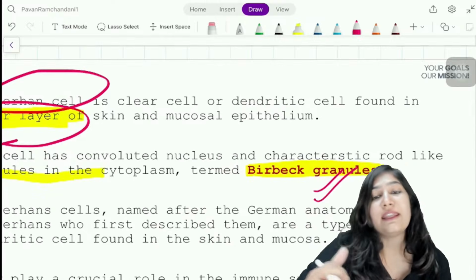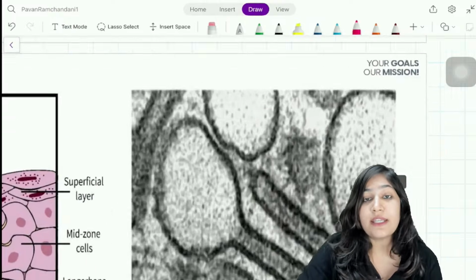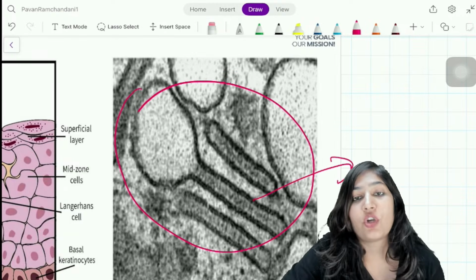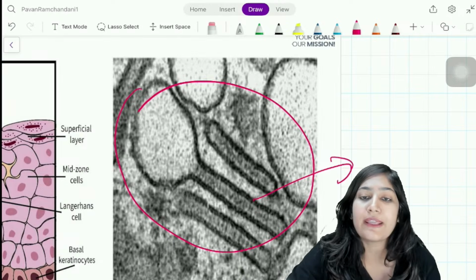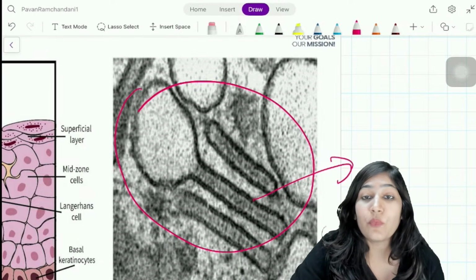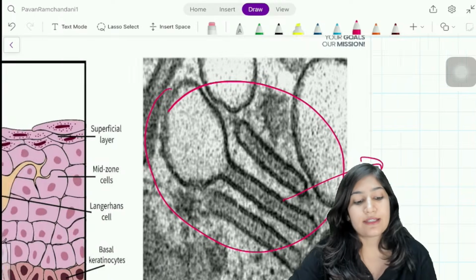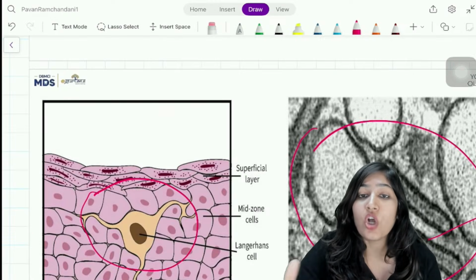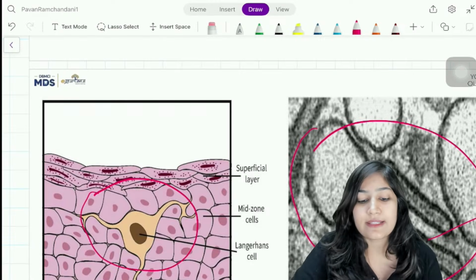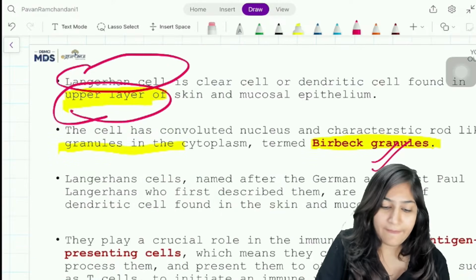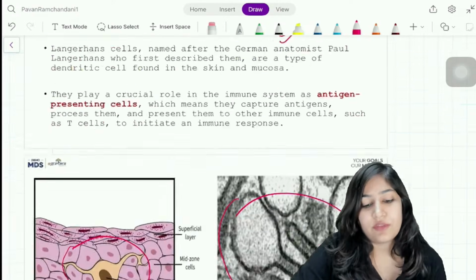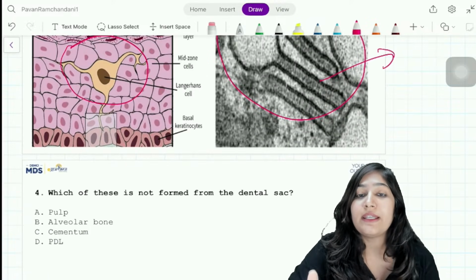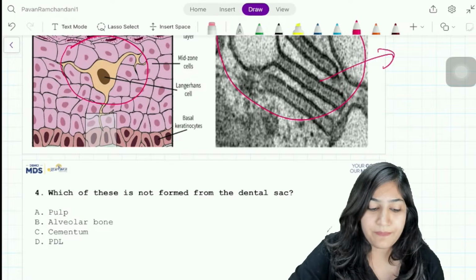Okay. And they have a convoluted nucleus. So you can be asked an image-based question also. Can you see this? These are Birbeck granules, rod-shaped granules present in Langerhans cells. So Birbeck granules are present in which non-keratinocyte cells? Langerhans cells. Here you can see it is present in the superficial layer. So an image-based question can also come from these non-keratinocyte cells. We have discussed the function of Langerhans cells also. It is antigen presenting cells, so mainly it is involved in immune mechanism.